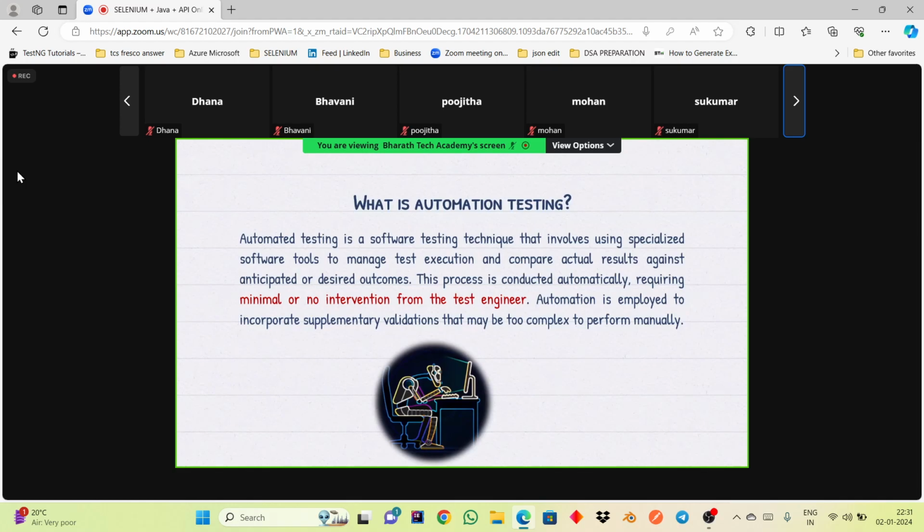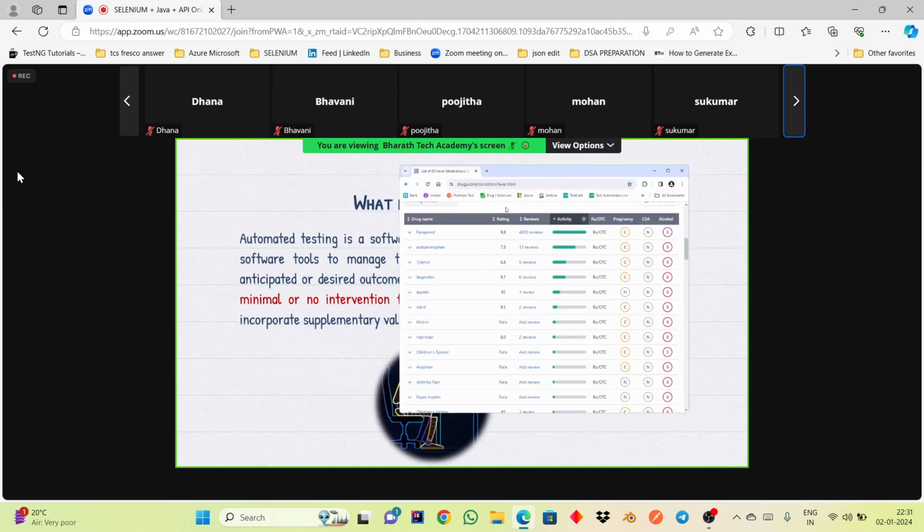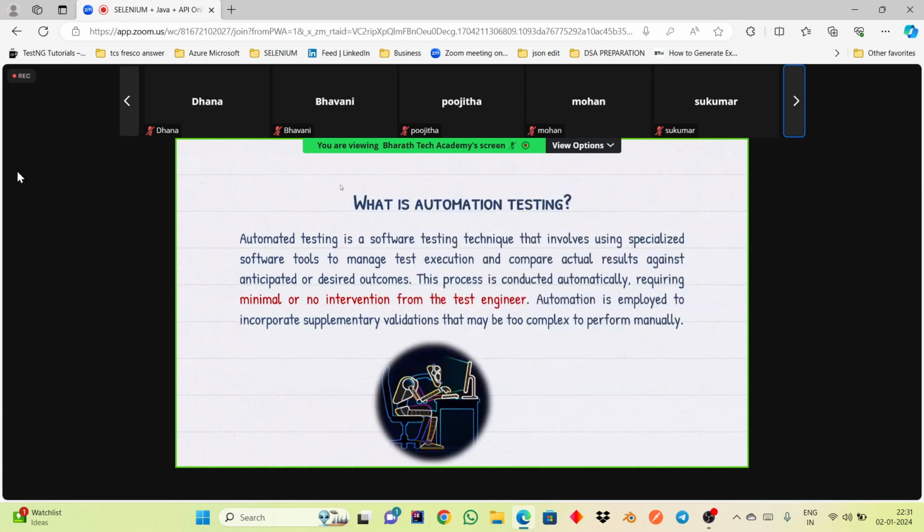So we simply specify that in this place, this particular medicine detail should be there; in the second row, the rating should be there. Like this, we write all those instructions in a programming language, so that the execution process can be completed by your computer instead of a human resource. That is what automation testing is all about. Hope everyone understood the difference, right? Manual testing and automation testing.